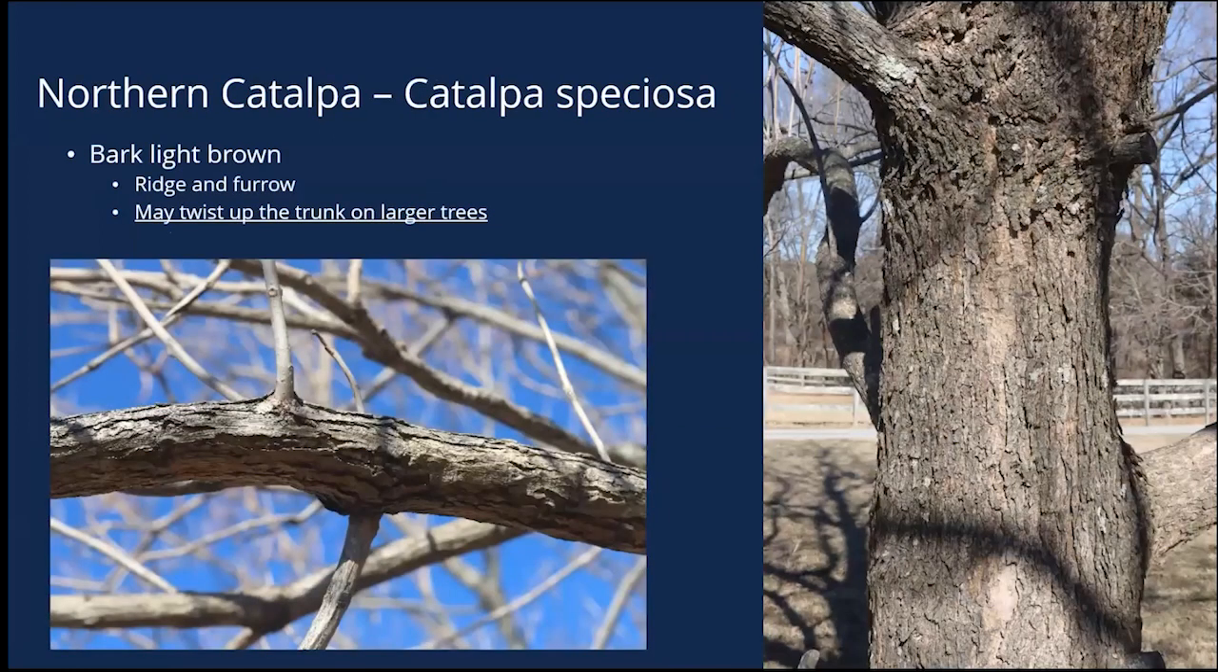The bark on catalpa is kind of nondescript. I don't use that a lot for identification. It kind of looks like anything else. You might mistake it for mulberry or several other trees. It's light brown and ridged and furrowed. It may have some slight twist as it goes up the trunk.